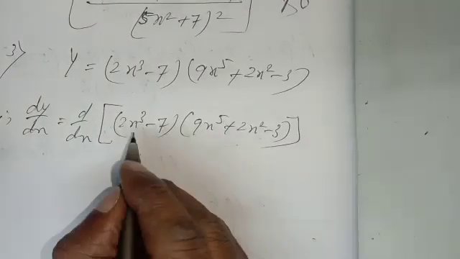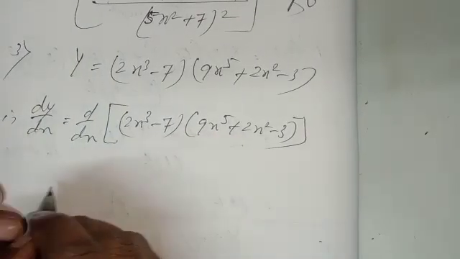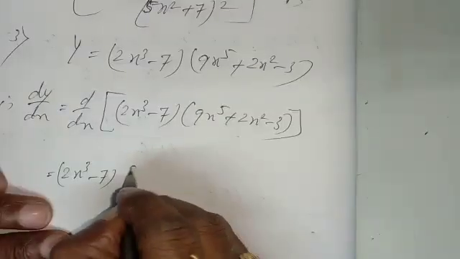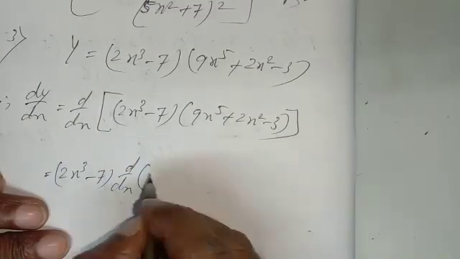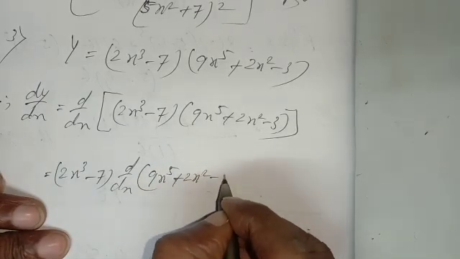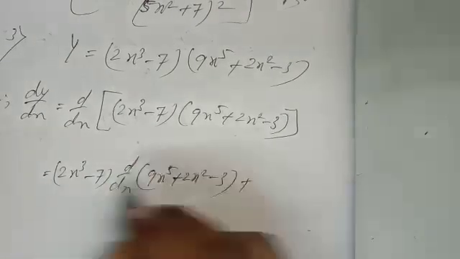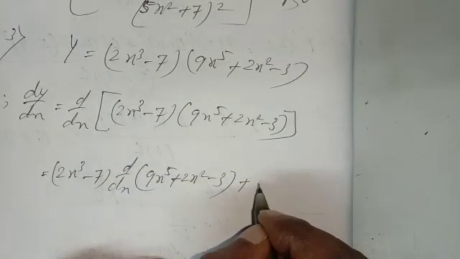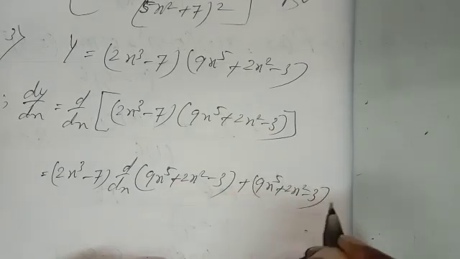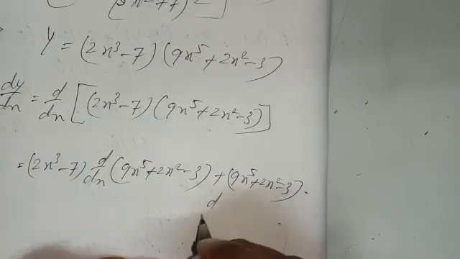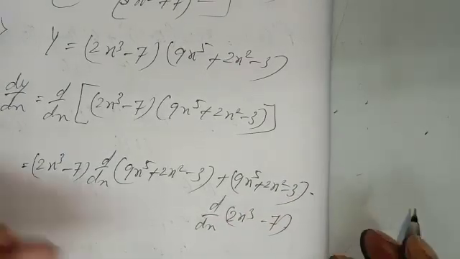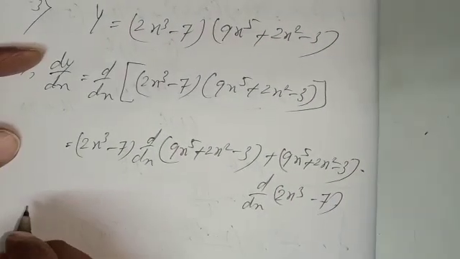You have to apply here the product rule, means first function into derivative of second. I am writing the formula first. Derivative of second, that is 9x to the power 5 plus 2x square minus 3. Then plus second function into derivative of first one. What is that? That is 2x cube minus 7. Okay. Now tell me what is the answer you are getting here.